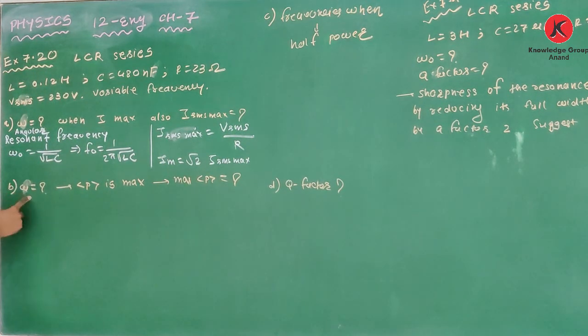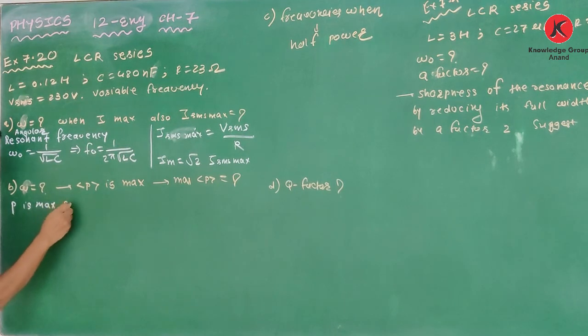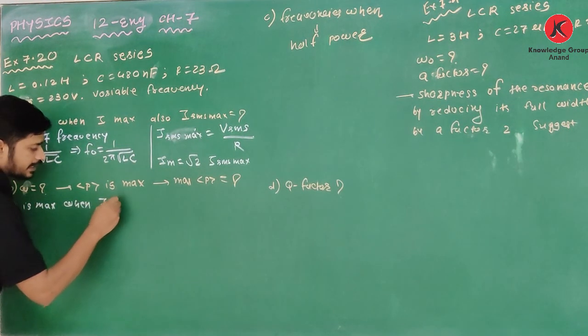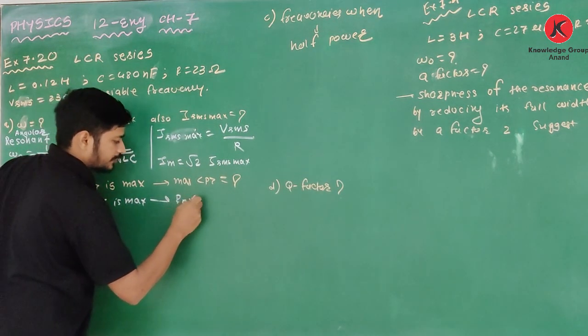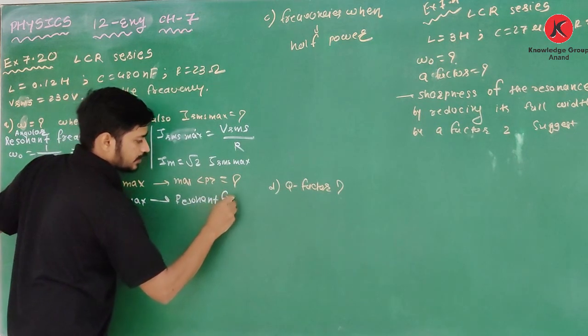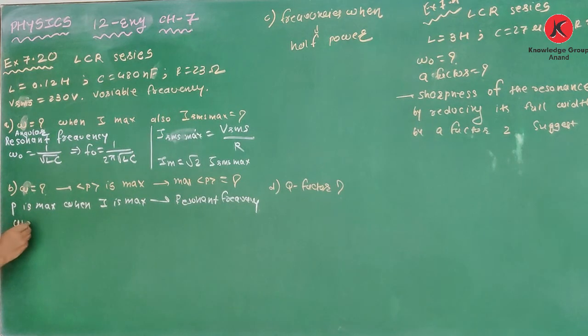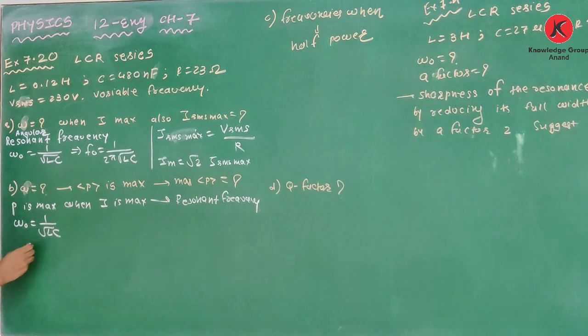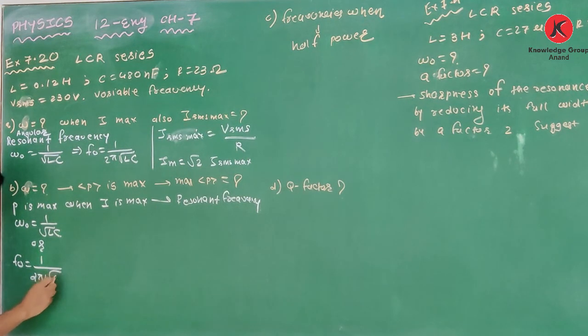Second question, what is the angular frequency when power is maximum? Again the same thing. Power is maximum when I is maximum, and I is maximum at resonant frequency. So here you have to find omega, that is nothing but omega 0, 1 upon under root LC, or F 0 is equal to 1 upon 2 pi under root LC.